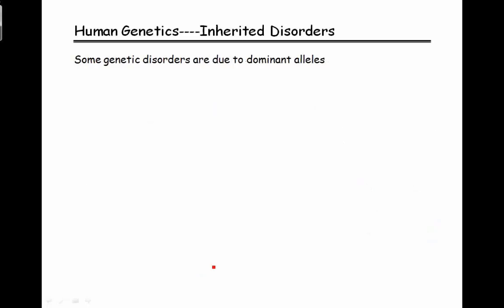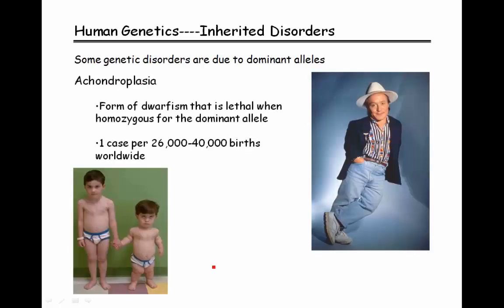Now, not all genetic disorders are inherited in a recessive manner. Some of them are due to dominant alleles. Polydactyly, the extra digit that we looked at earlier in chapter 14, is something some people would consider a genetic disorder, so that would be an example here.